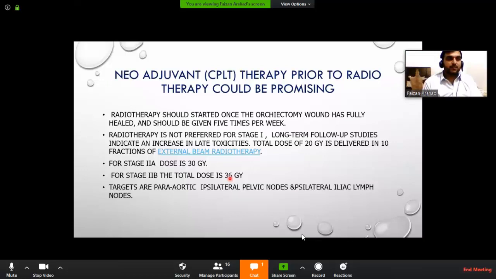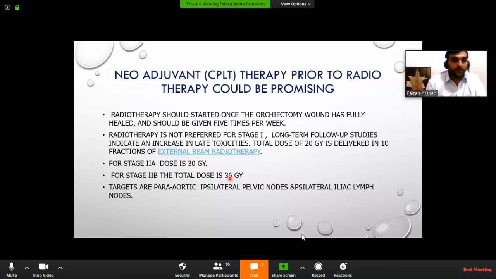Yes. Neoadjuvant cisplatin therapy prior to radiotherapy could be promising. Radiotherapy should start once the orchiectomy wound has fully healed and should be given 5 times per week. Radiotherapy is not preferred for stage 1. Long-term follow-up studies indicate an increase in late toxicities.